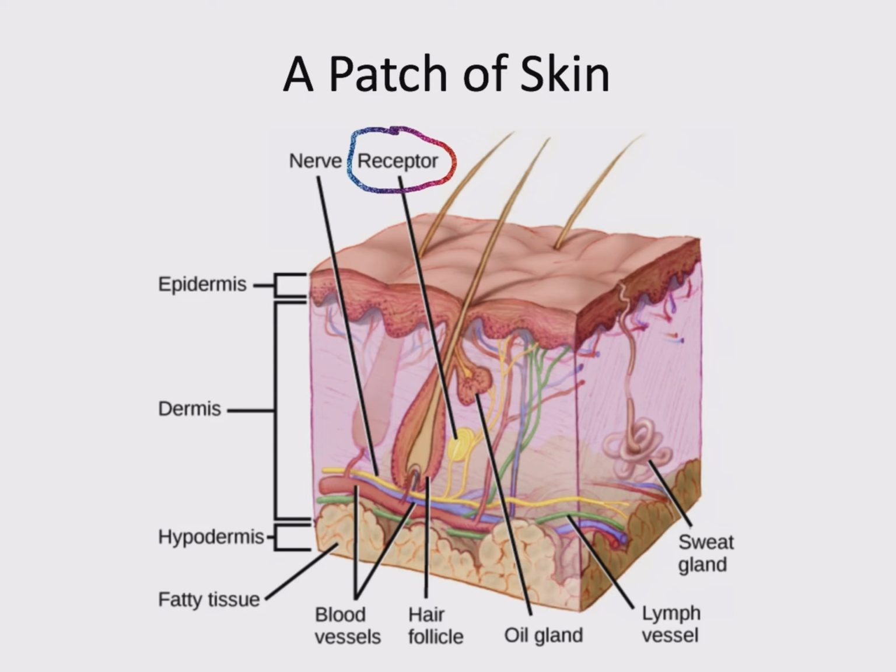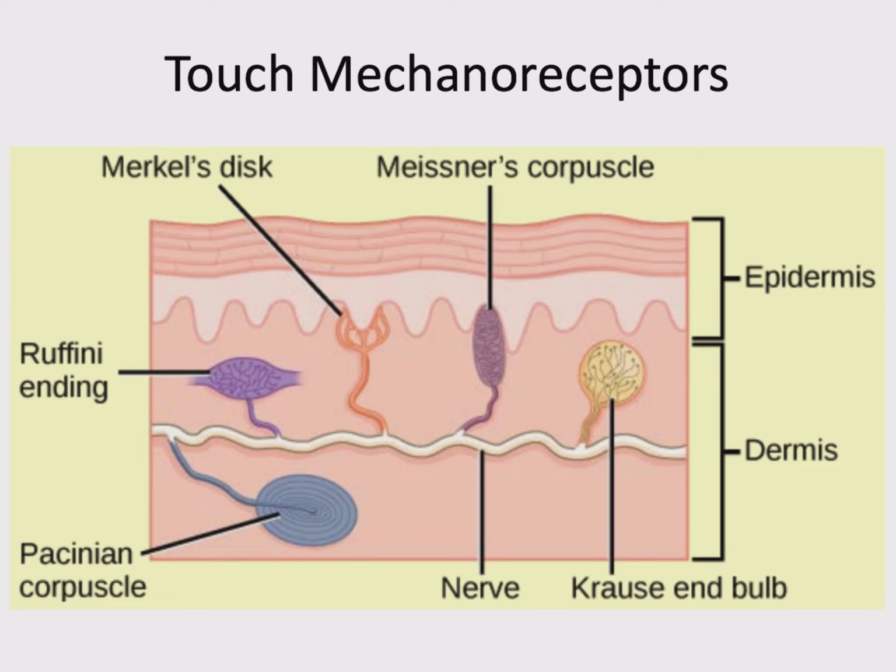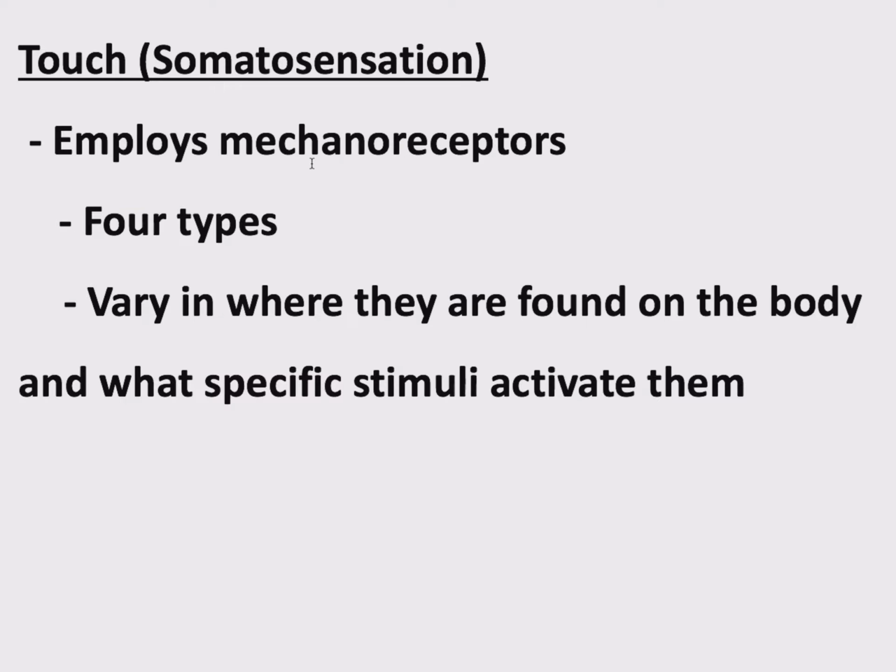So as it turns out, there's not just one type of receptor. There are at least four different types of mechanoreceptors involved here: Merkel's discs, Meissner's corpuscles, Ruffini endings, and Pacini corpuscles. We're not going to memorize all of these. I just want you to know that among these mechanoreceptors, there are four types, and they vary in where they are found on the body.